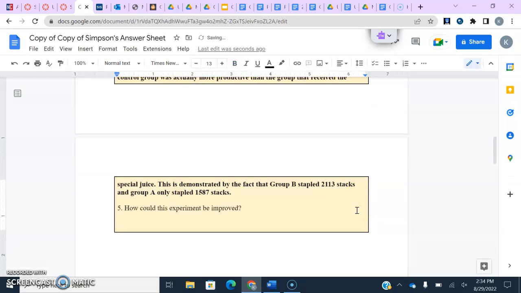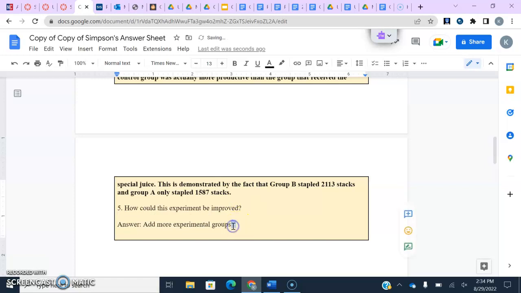Okay. And question 5 says, how could this experiment be improved? One way that this experiment could be improved would be by adding more groups. So we're going to add more experimental groups. And what I mean by that is that Smithers only tested 2 groups. So he tested a juice group and he tested a non-juice group. But he didn't really say how much juice he gave them. So we're not really sure if there were constants or variables in this experiment.